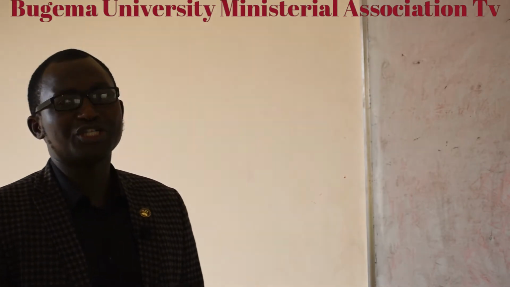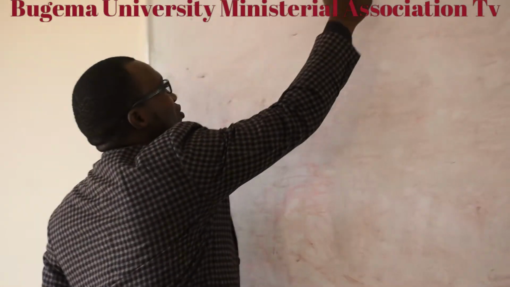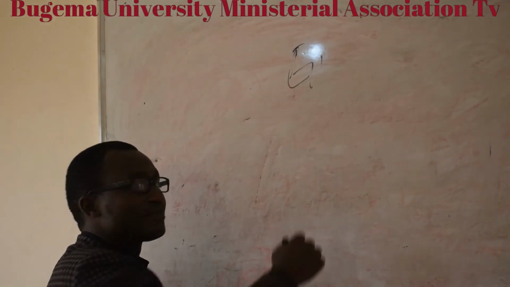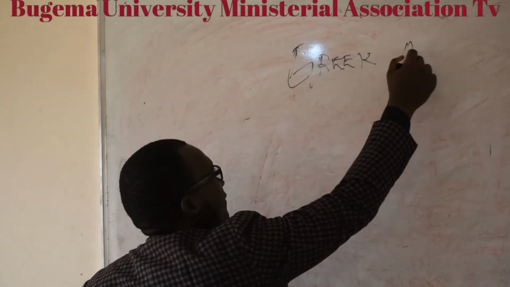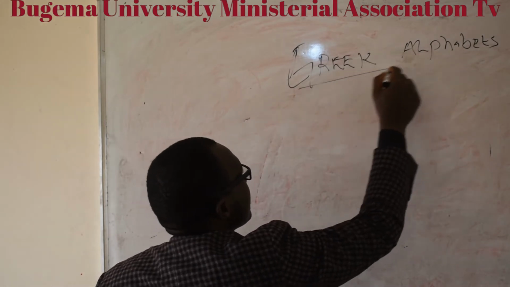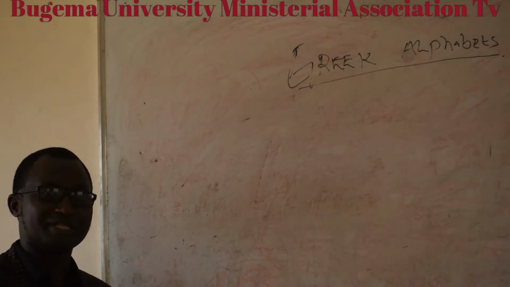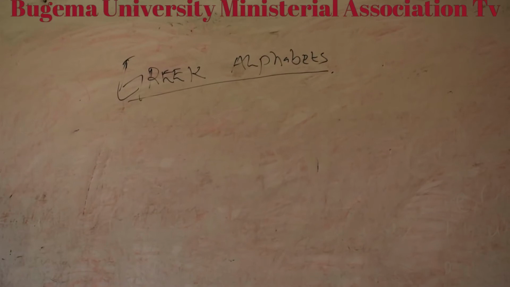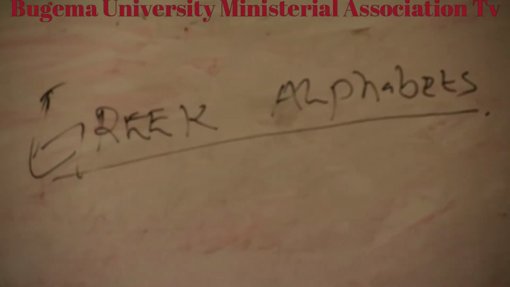I want to introduce you to the Greek alphabets, which we are going to check here. Greek alphabets. That's where we must begin, from that particular point. And as you know very well, the Greek alphabets are 24 in number, and we are going to mention them, and how we are going to pronounce them.